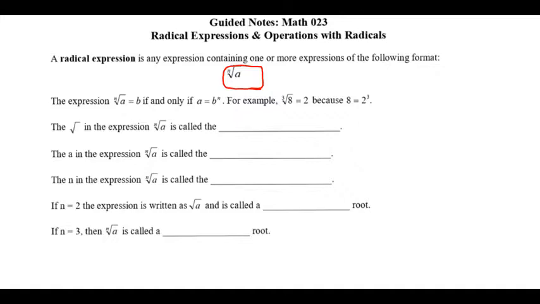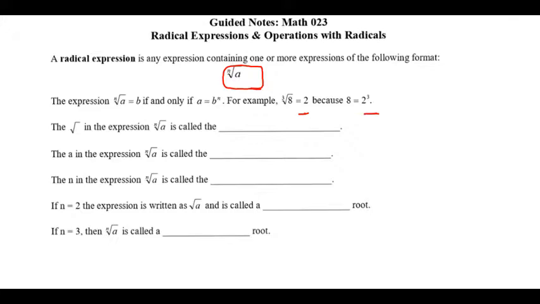It's figuring out what number you would multiply together however many times the index is to get the answer. So for example, the cubed root of 8, which is right here, equals 2 because 2 to the third power equals 8.